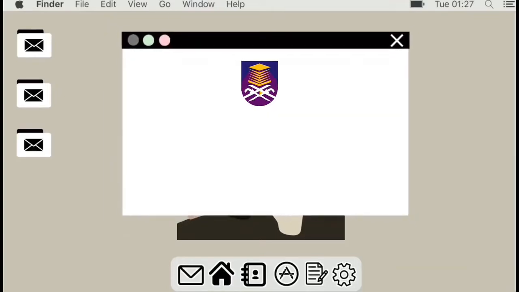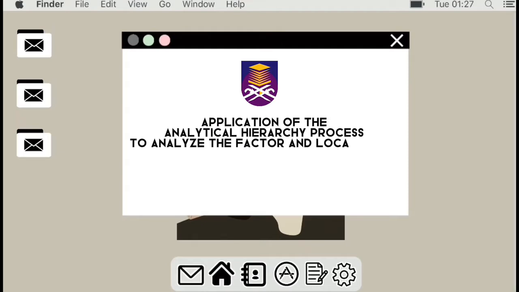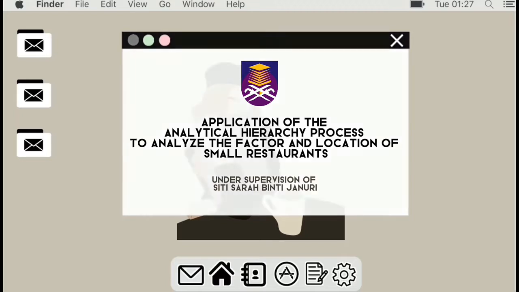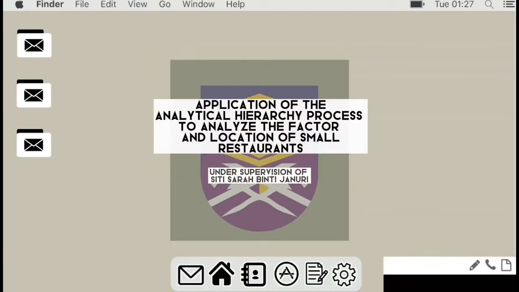Our group will be presenting the application of the analytical hierarchy process to analyze the factor and location of a small restaurant under the supervision of Madam Siti Binti Januri. Let me introduce our group members.